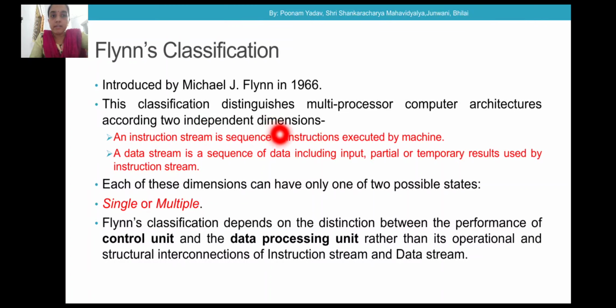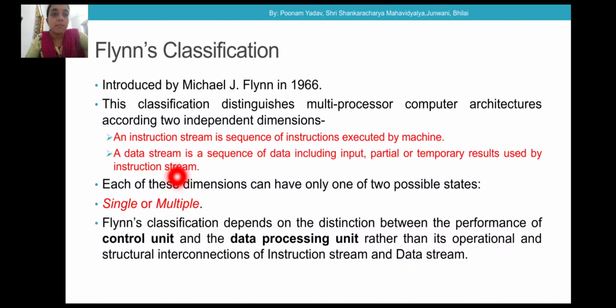This classification distinguishes multiprocessor computer architectures according to two independent dimensions. What are these? An instruction stream is a sequence of instructions executed by the machine, and the other is a data stream. A data stream is a sequence of data including input, partial or temporary results used by the instruction stream. So this whole classification is based on instruction and data. Okay, how are these managed?